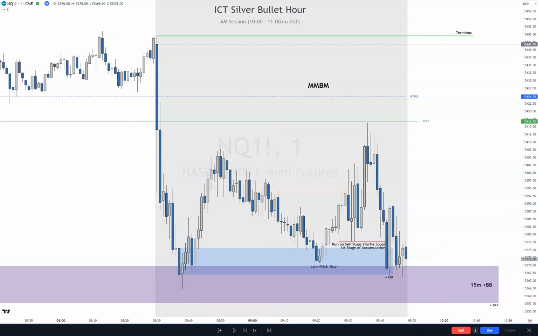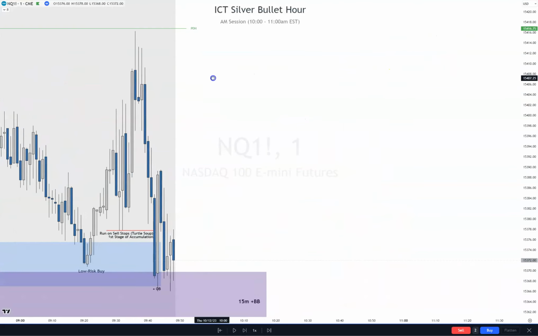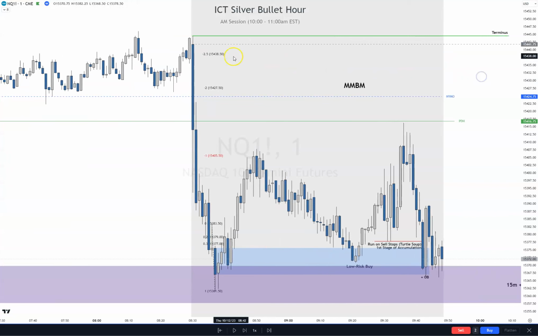And when you pull your fib to pull your manipulation leg projection, you go from low to high, right here, and you get your deviations. Here's 1, 2, 2.5. 2.5 is a good deviation for NQ. 2 is good for ES. So 2.5 lines up really well with pretty close to our terminus right here, which is the high right here, and the open of the 8:30 open price, which is right here. So that's really nice right there.